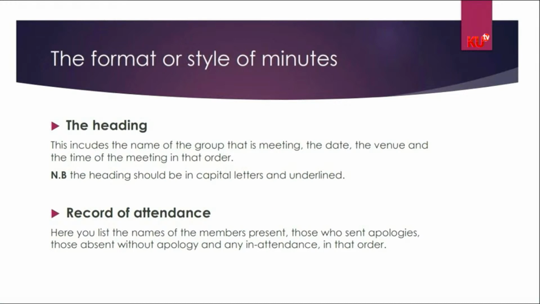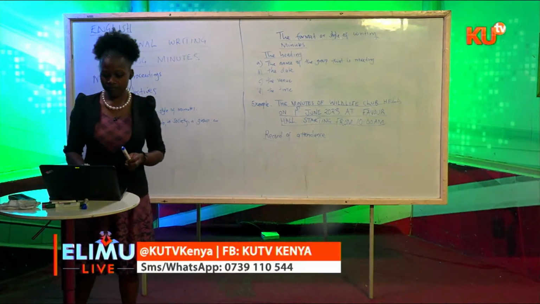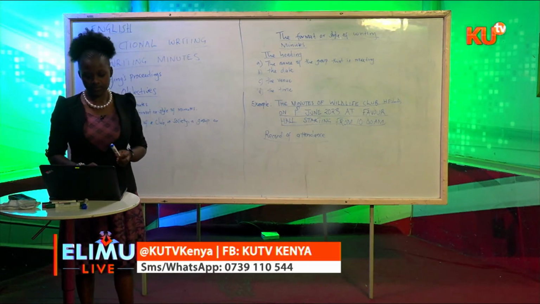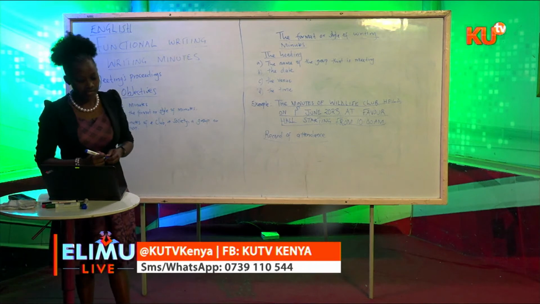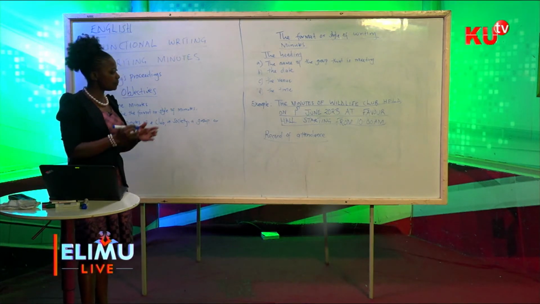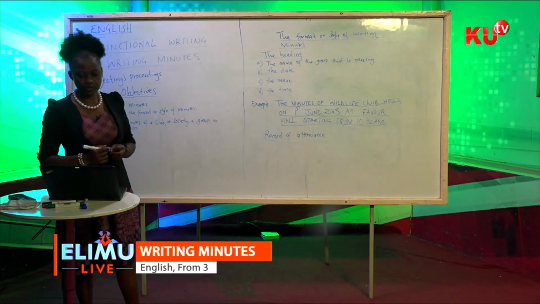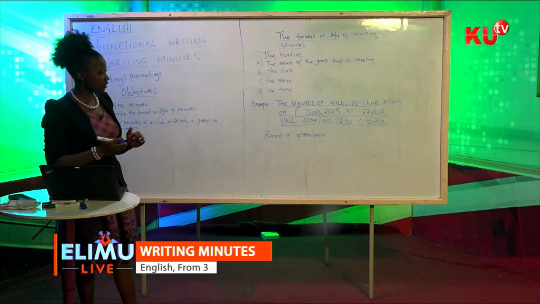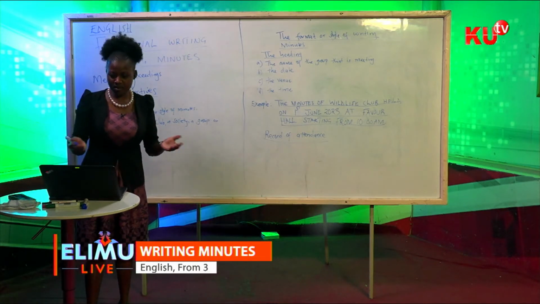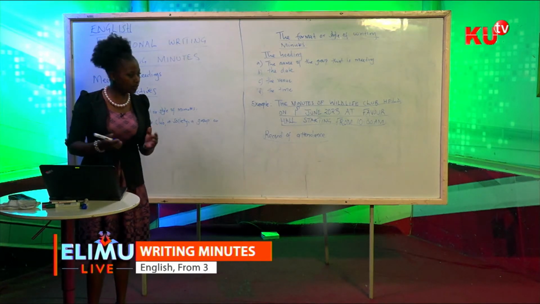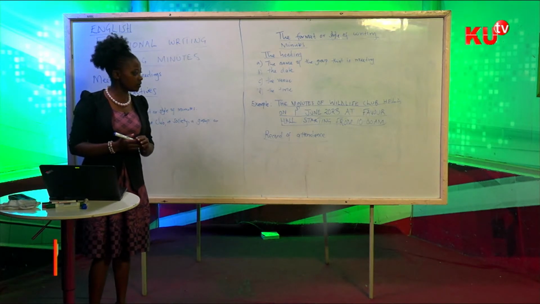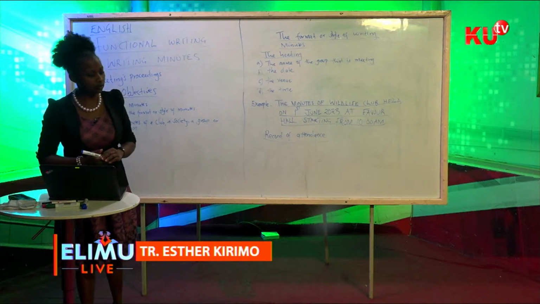Record of attendance. Here, learners, you have a list of the members that were present during the meeting, and you are going to write those who are present. Then you also capture those who are absent with apology. Then there are those members that decide not to communicate or to give an apology. Those ones you just record as absent, or absent without apology.